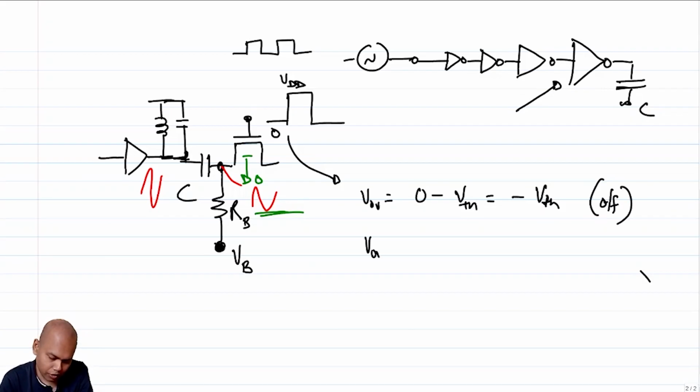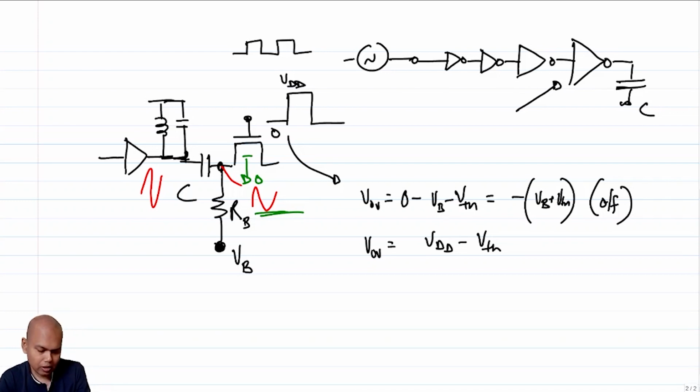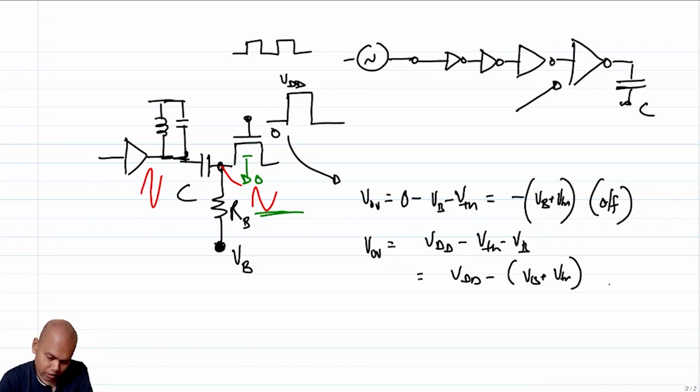And when this is on, V overdrive is VDD minus... sorry, this is not 0 minus, you have 0 minus VB minus VTH, right? So this is negative VB plus VTH, is your overdrive. When it is on, you have VDD minus VTH minus VB, right? So this is VDD minus VB plus VTH. This is the overdrive when this is on, right?